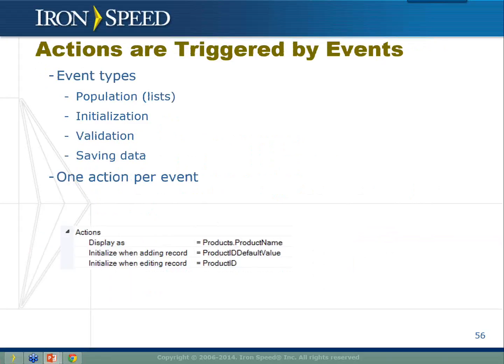Okay, so now we have some actions triggered by events: population, initialization, validation, saving data. This is where you'd overwrite some of the behavior of IronSpeed as it's doing its processing, by the events that it's processing, like displaying a record. You can tell it to display certain fields or a concatenation of certain fields, things like that.